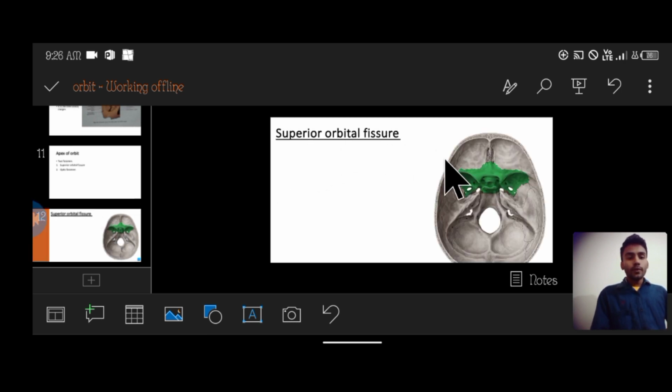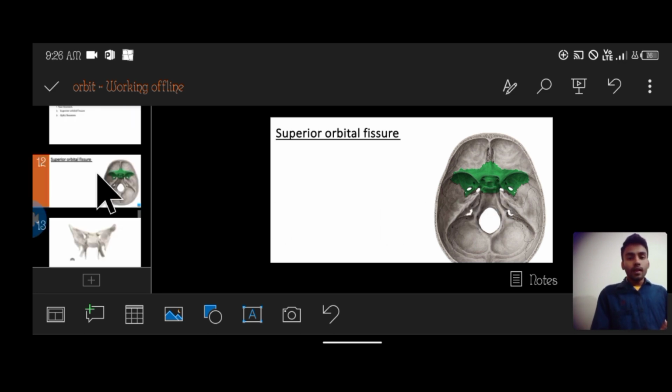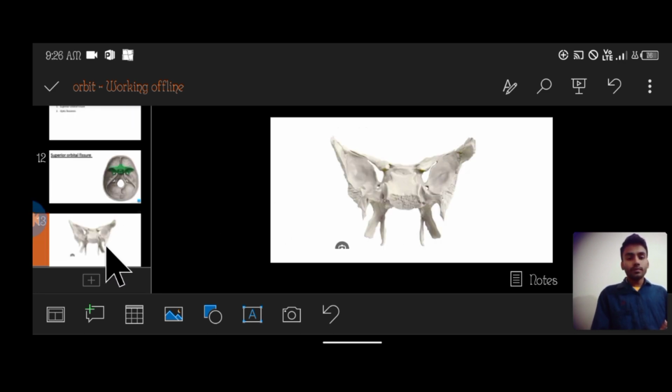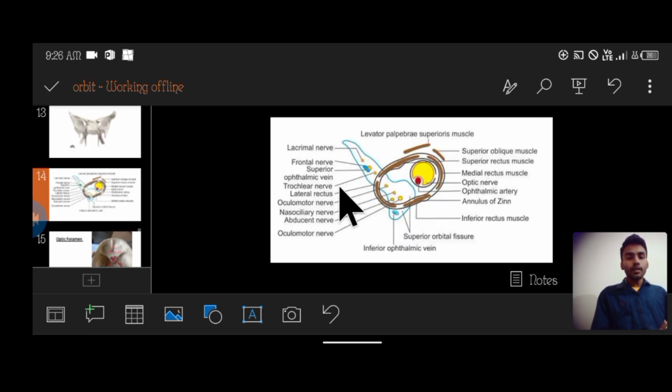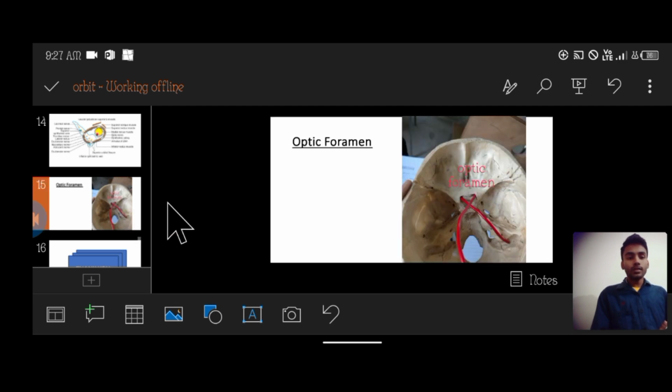The superior orbital fissure is located between the lesser wing and greater wing of the sphenoid bone, and this is the anterior part of the middle cranial fossa. This is the superior orbital fissure, the comma-shaped area, and it is the annulus of Zinn that divides the superior orbital fissure into three parts. Different arteries and nerves pass through the superior orbital fissure at its three divisions. Okay, and last of all, this is the optic foramen.